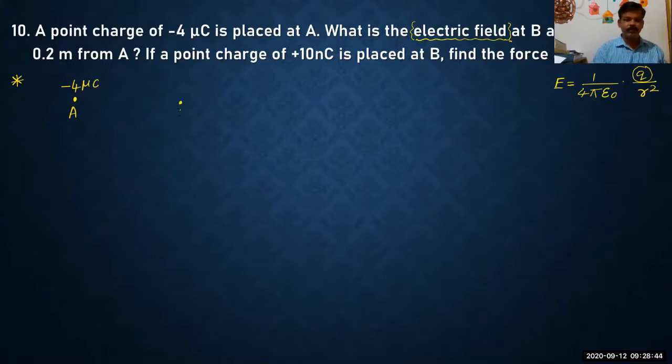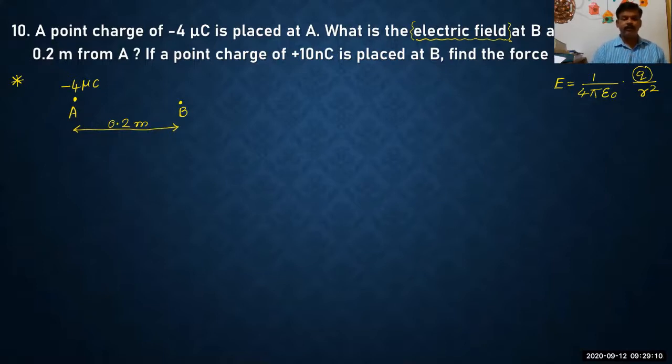See, there is one more point, say B, which is present at a distance of 0.2 meter from A. So at this point you have to calculate what is the electric field. Very simple and direct question. Particularly I have selected this so that you can understand the simple question first. Later we can move to the difficult questions.